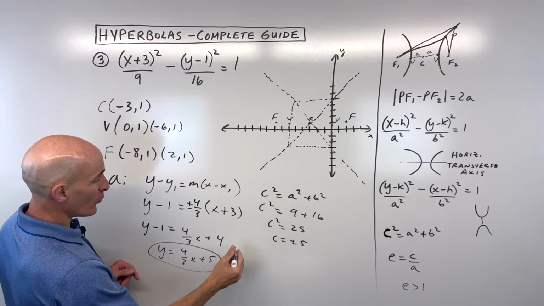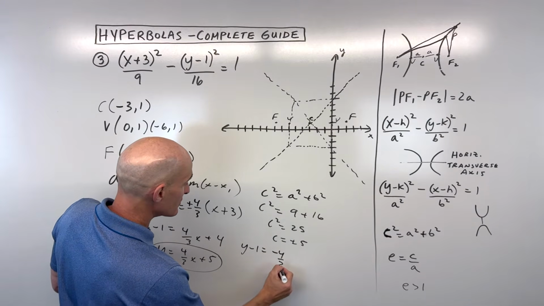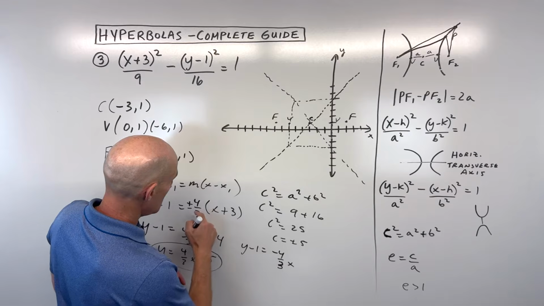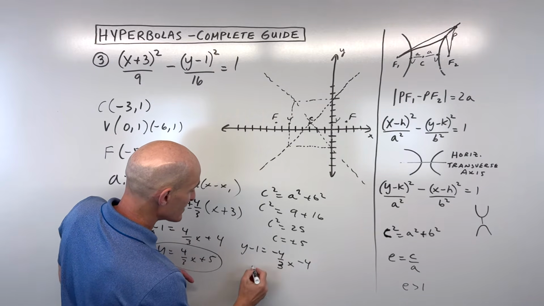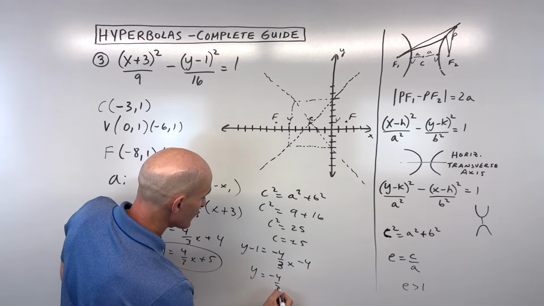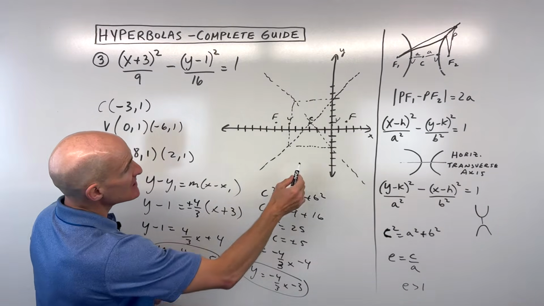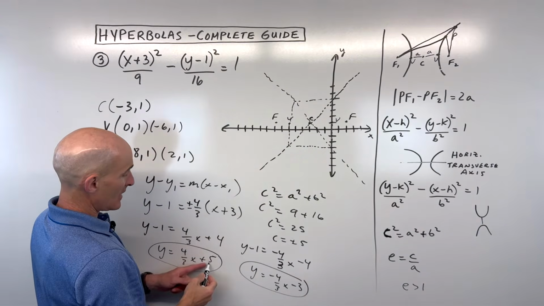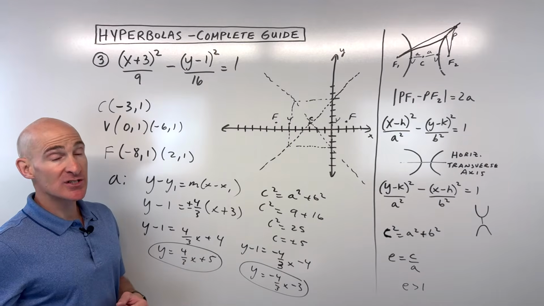Now let's take the negative one. Y minus 1 equals distribute the negative 4/3. And that gives us a negative 12/3, which is -4. Add the 1 to both sides. That gives us y equals negative 4/3 x minus 3. And you can see it's crossing here at -3, and it's crossing here at positive 5. Those are our equations of our asymptotes.